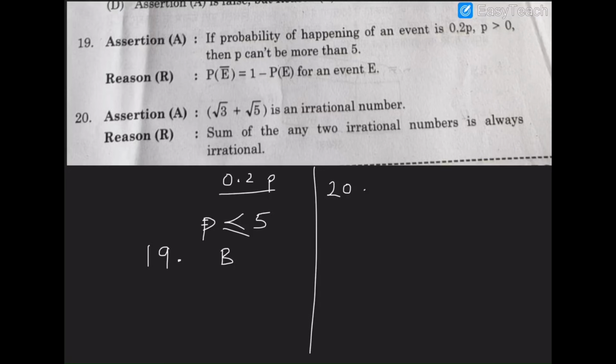20th, root 3 and root 5 are irrational numbers. Yes, A is true. Sum of any two irrational numbers is always irrational. No, this is not true, because if we take root 2 plus minus root 2, it will give you 0, which is not an irrational number. So A is true, R is false. So C will be the correct choice for this.